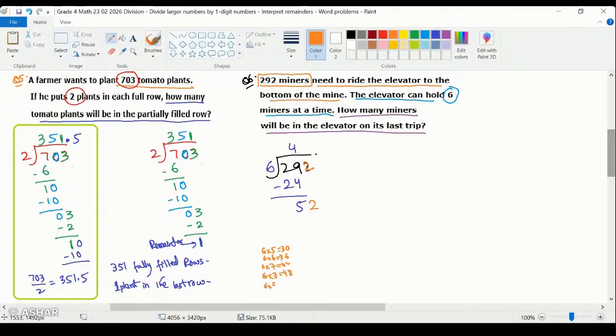6 times 9 was 54. We cannot exceed, so 6 times 8. That means 8. 6 multiplied by 8 is 48. Minus, we are left with 4. That means 48 filled trips and 4 miners on the last trip.